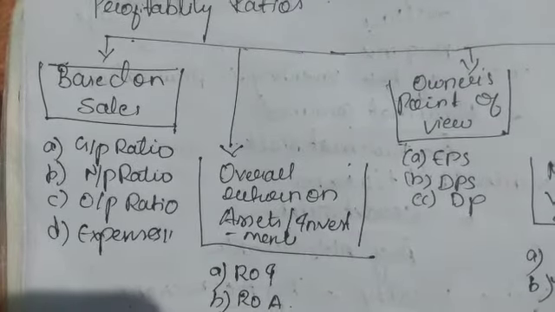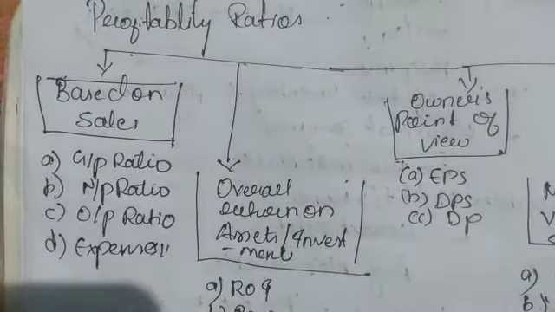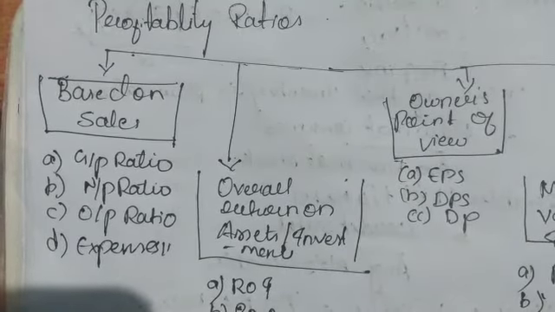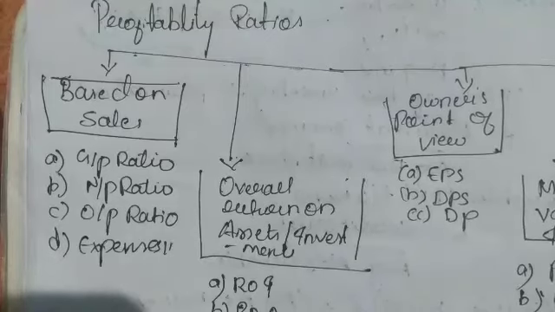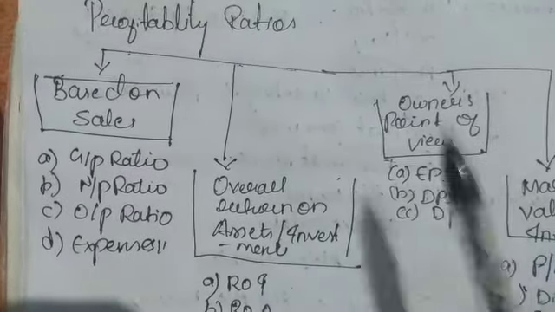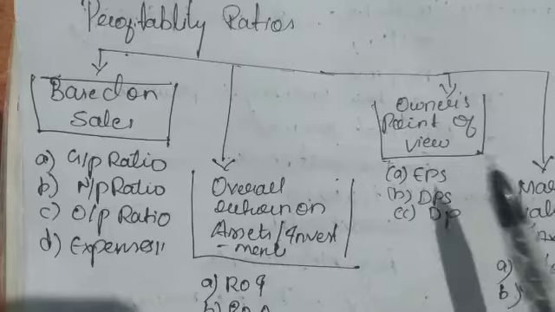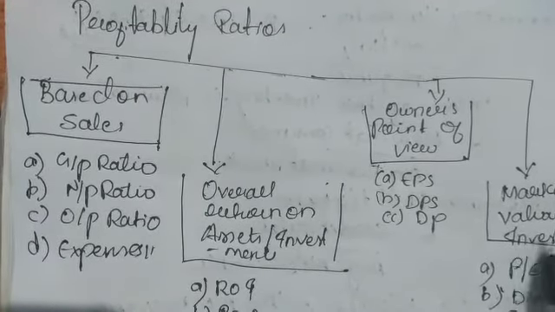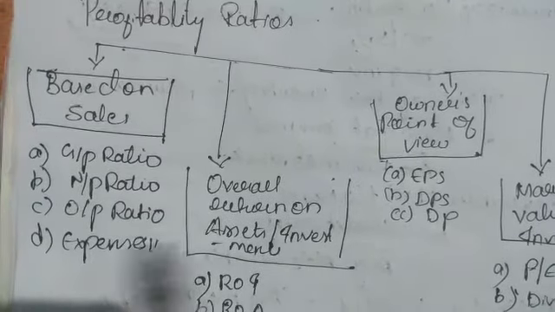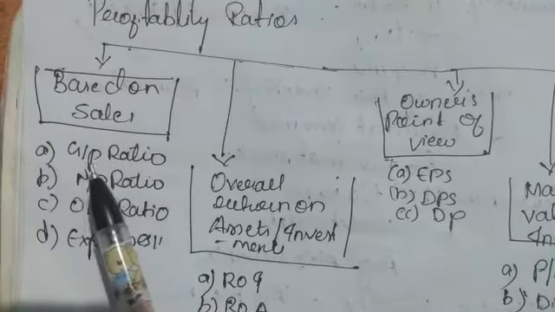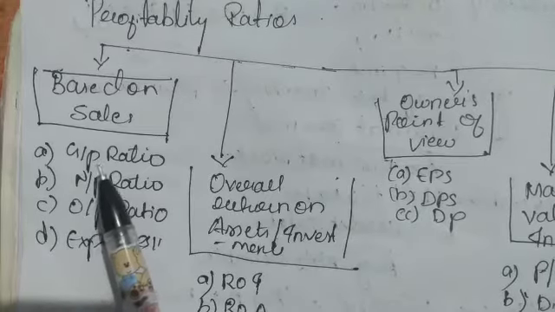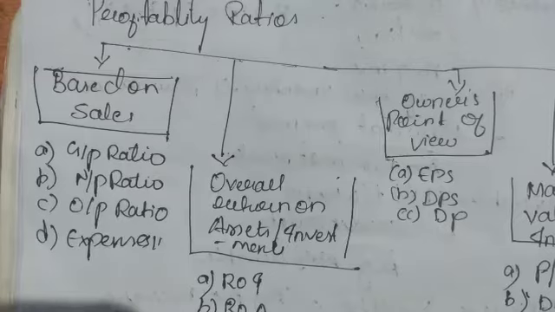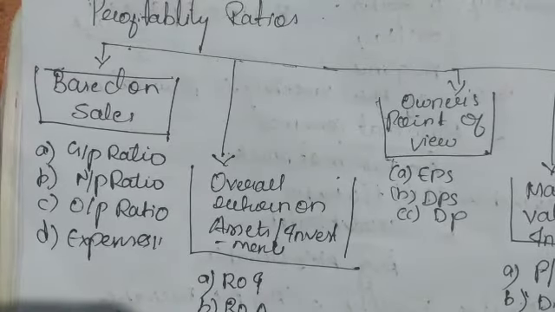The next set of ratios is profitability ratios. It is divided into 4: based on the sales, based on the assets or investments, based on the owner's point of view, and based on the market value or investors. So the first is based on sales. This is gross profit ratio, net profit ratio, operating profit ratio, and expenses ratio.